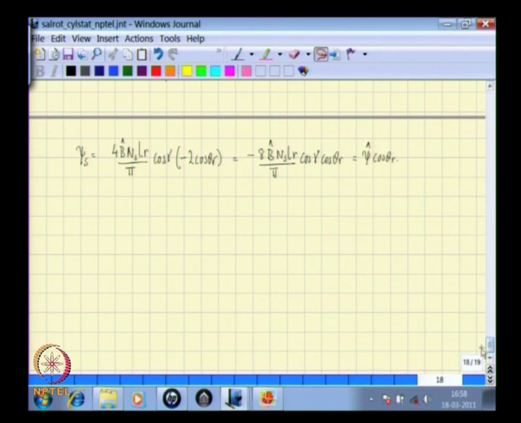We have been looking at deriving expressions for inductances in electrical machines, and in the last lecture we had tried to derive an expression for the mutual inductance between the rotor coil and the stator coil for the case where the stator is a cylindrical structure, but the rotor is a salient pole structure.